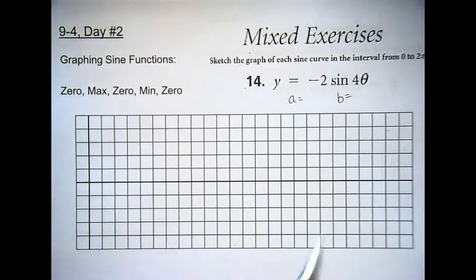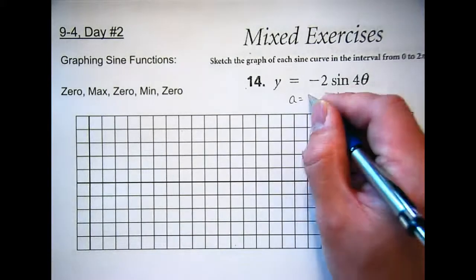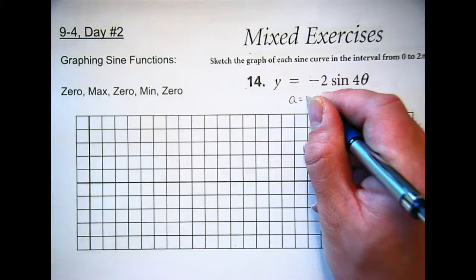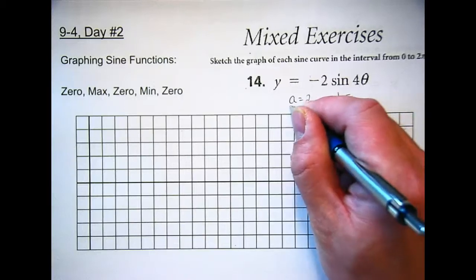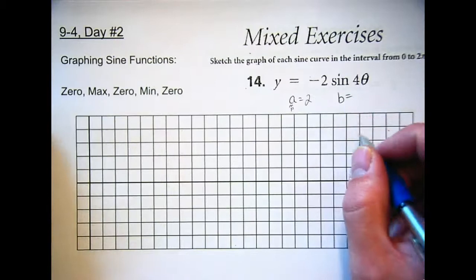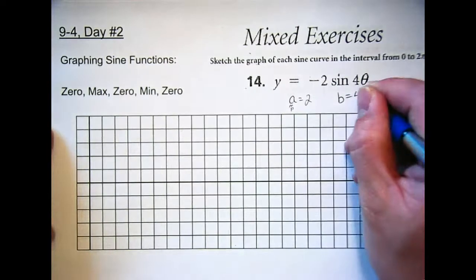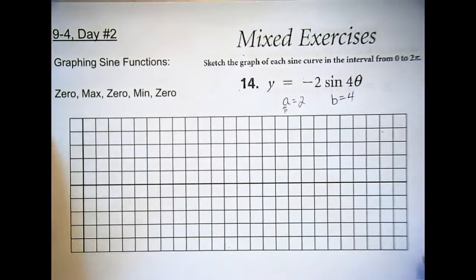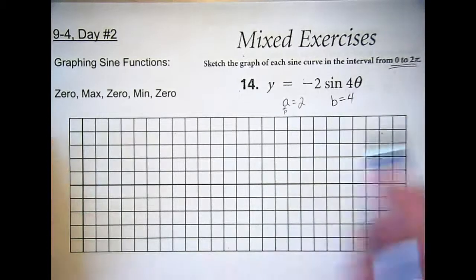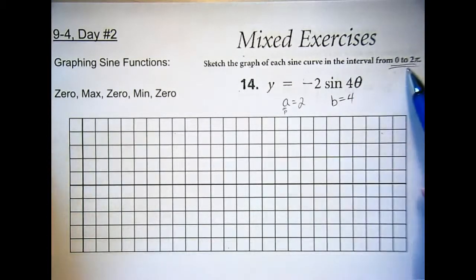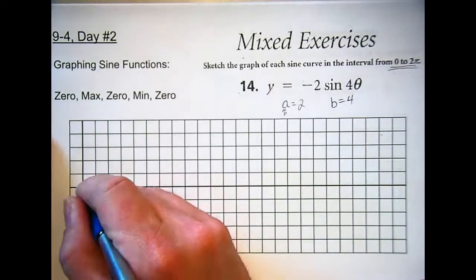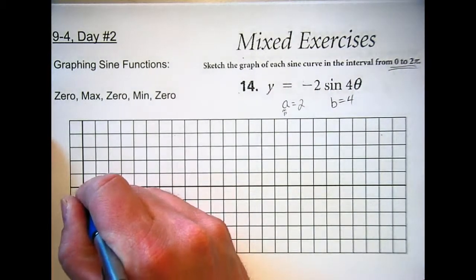Okay, what's our amplitude going to be in this? It's going to be 2, right? A is negative 2, but that just tells us the graph opens downward. Our amplitude will be 2. So if that confuses you, you may write amp there, just to remember. What's B? 4, which means we're going to see 4 cycles from 0 to 2 pi. We're going to see 4 repetitions of this graph. Make sure you read what you're supposed to do here. So 4 repetitions.